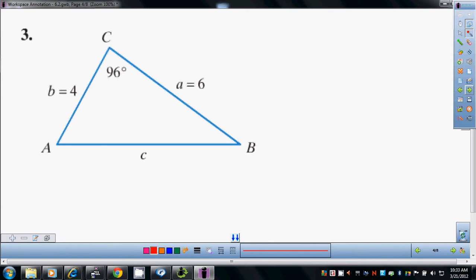And regardless of which one it is, the side you put by itself will be opposite the angle. Let's go. You're solving for angle A, angle B, and side C. Side C is the one you have to start with.